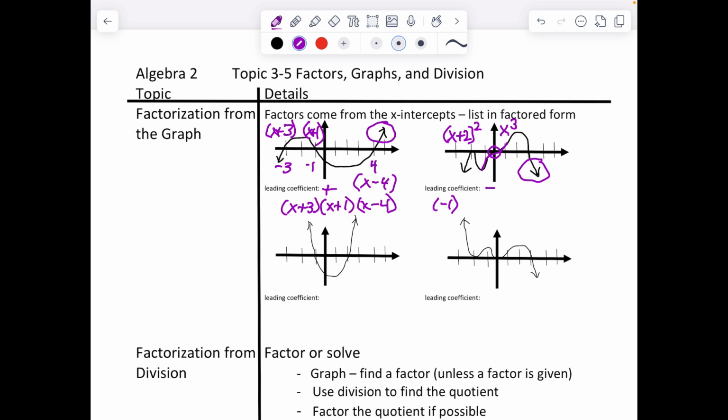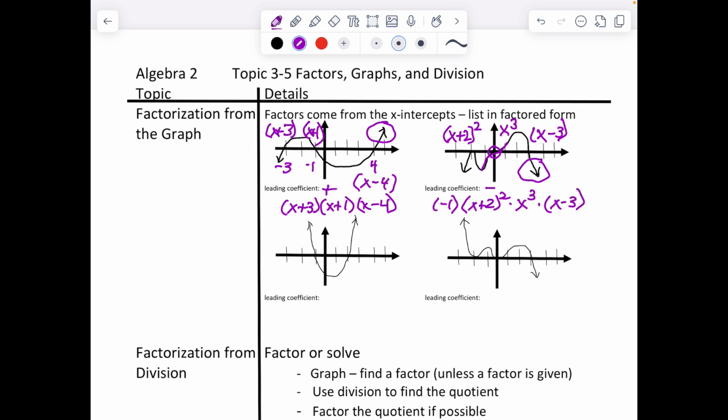Or it could be an x to the 5th, or an x to the 7th. For purposes of our work here, we're going to assume it's an x cubed. And then over to the right, it goes through at x equals 3, so that would be a factor of x minus 3. And since it goes straight through, it's just a single factor. So our factorization will be x plus 2 squared times x cubed times x minus 3.